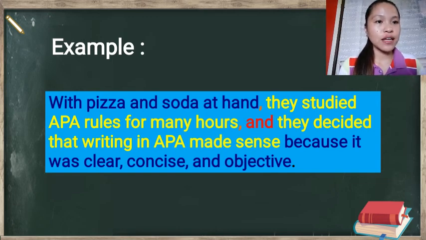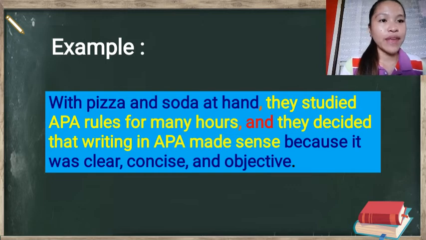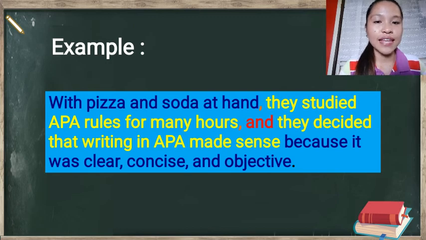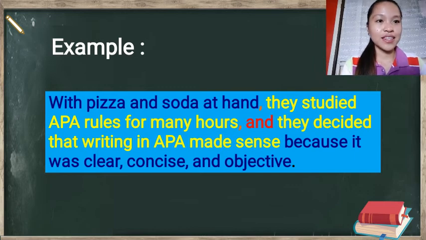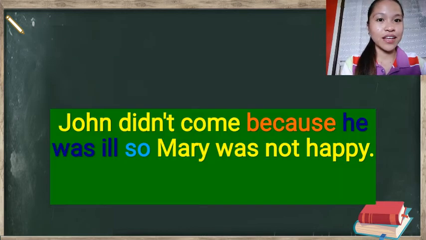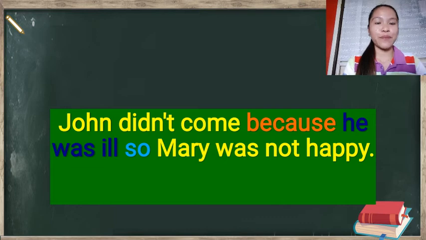So the first independent clause here is "they studied APA rules for many hours." The other independent clause in this example is "they decided that writing in APA made sense." So that's it. Is it clear? So we have another example.